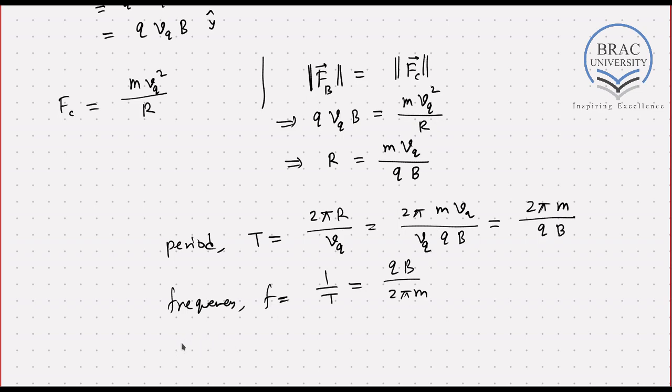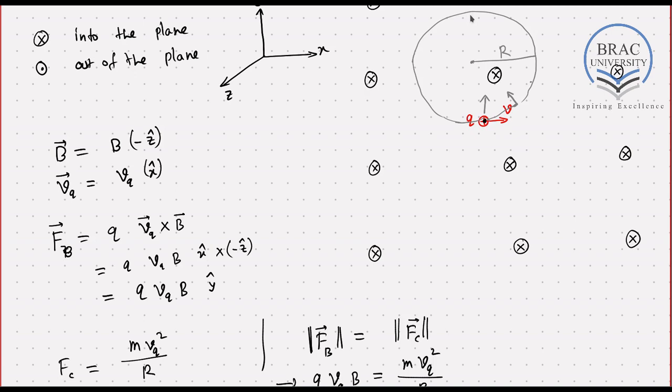So next what you want is the angular frequency. Angular frequency, or omega, is basically 2 pi f. So we are left with charge q times the magnetic field divided by the mass. So this is the angular frequency of that charged particle in this magnetic field.